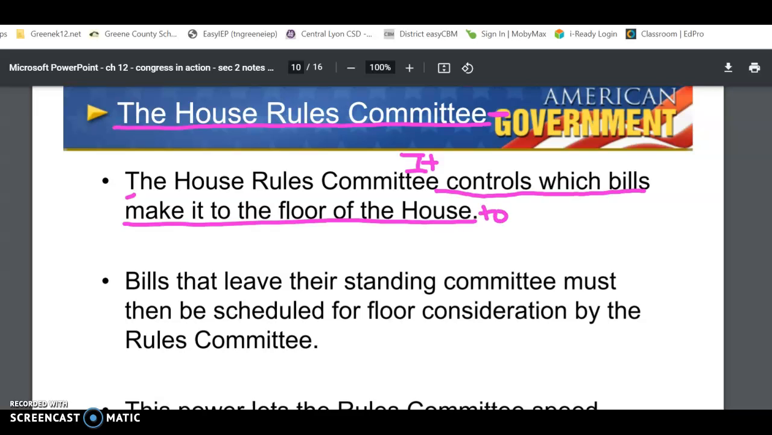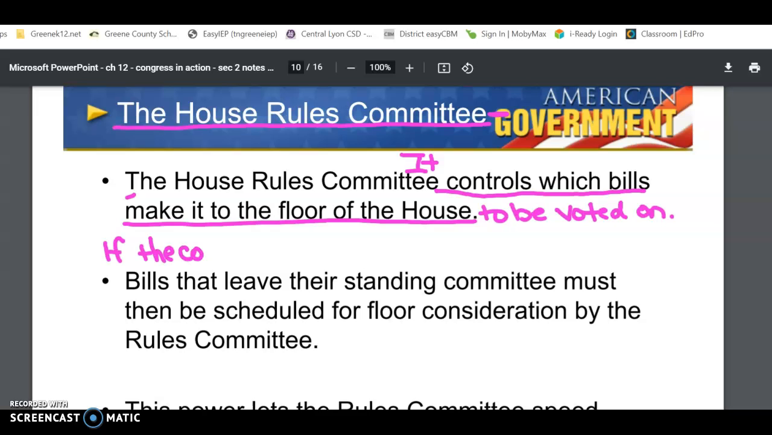I'm going to add something here, to be voted on. So that's why this committee is so influential or important, because it's the one that actually controls if the bill gets to be voted on or not. So if a bill gets to actually leave the standing committee, meaning that the committee agrees that it should be voted on, we're going to write our own thing here.